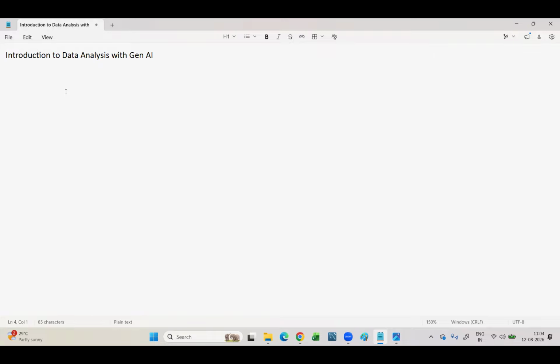So in today's class we are going to understand the topics related to the introductory knowledge needed for data analysis. When you are learning some new technology, you first need to understand about it. Later you can think about learning the things, but first of all, understanding the technology is very important.